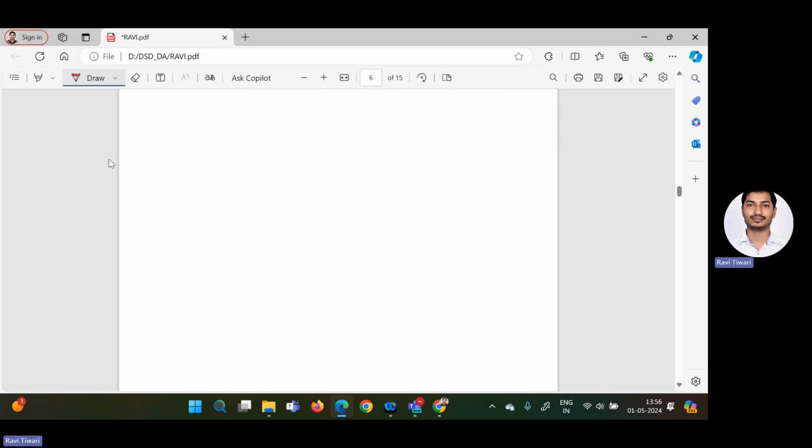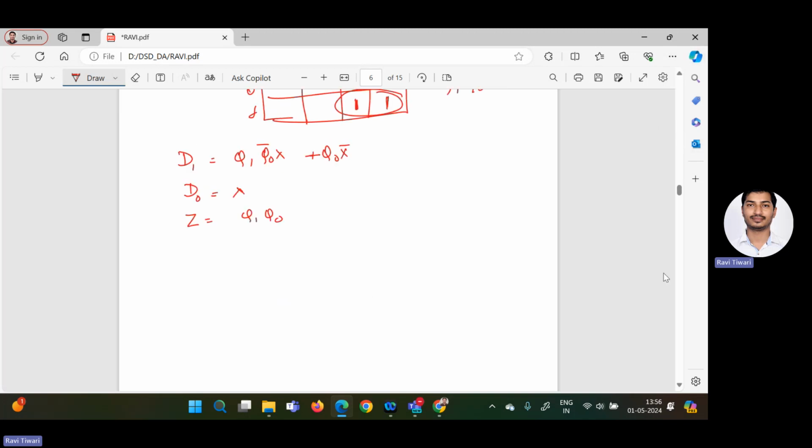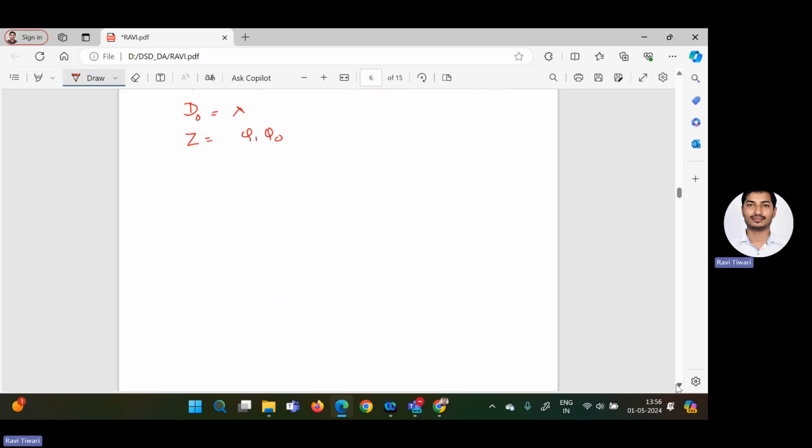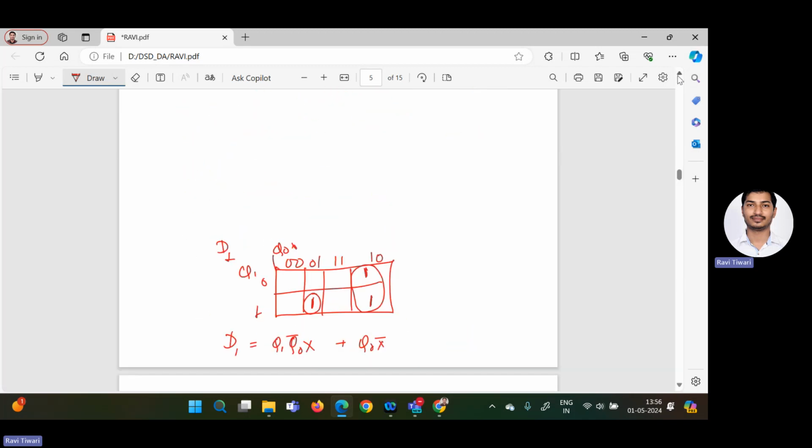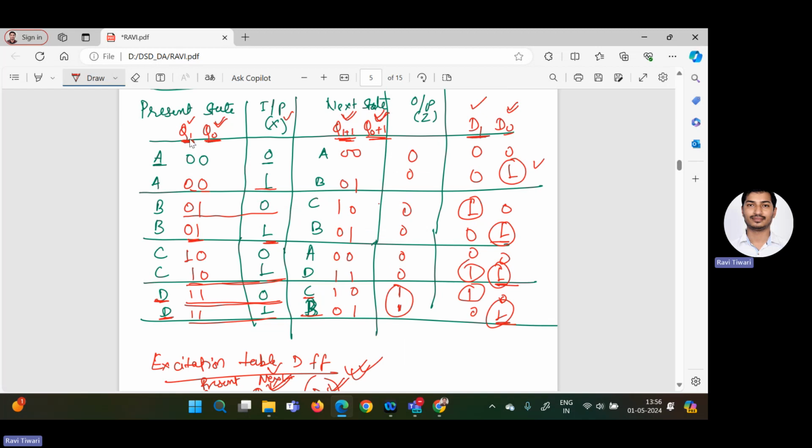I'm writing the expressions here. We got the expression for D1 as Q1 Q0 X plus Q0 X bar. Similarly, I calculated the value of D0 as X and we calculated the value of Z as Q1 Q0. Now, as we have seen, we have used two flip-flops for that. Why do we use two flip-flops? Because we use two input bits for representing the state. As we are using two bits for representing the state, that's why we used two flip-flops.